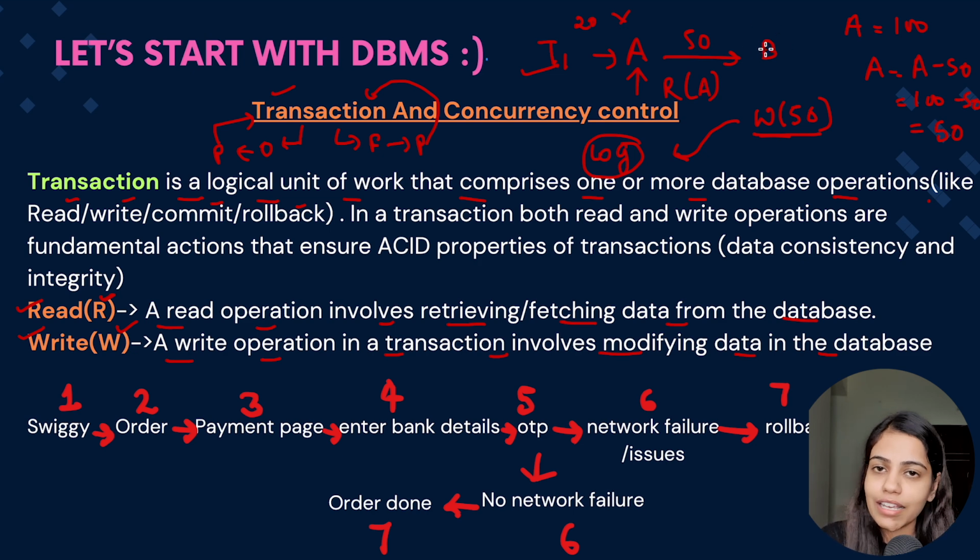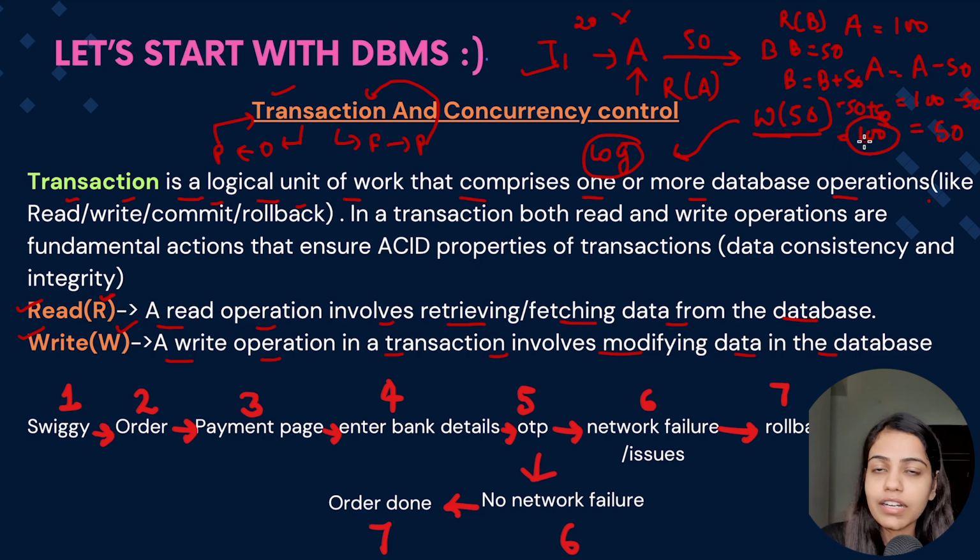Now coming to B, again we need to know the current value or current bank balance of B. So we'll do a read operation on B. It will give me the current bank balance of B, consider 50 rupees. So we have got the current bank balance of B. Now we need to add 50 rupees to B's balance. So we'll do an arithmetic operation. It will add 50 rupees to the current B balance, that is 100 rupees.